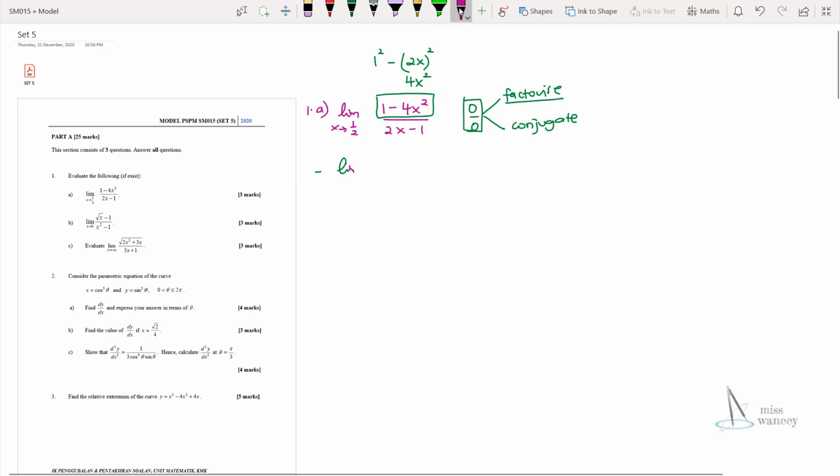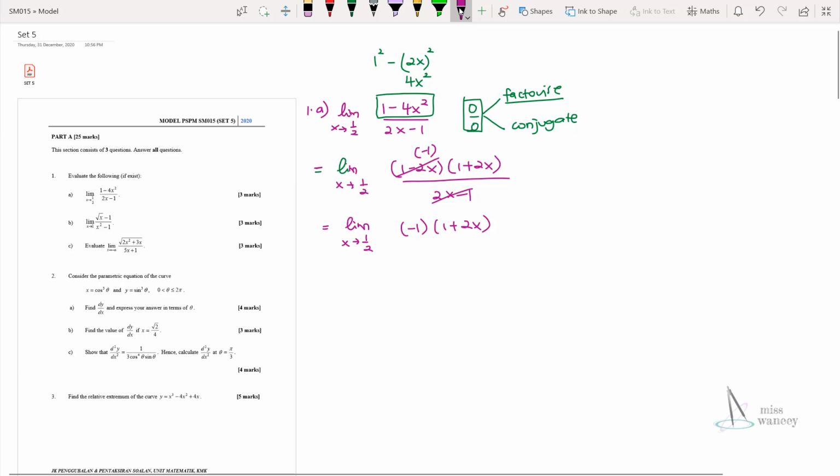So this is the limit for x approaching half of (1 minus 2x)(1 plus 2x) over (2x minus 1). Now I do see something that can be cancelled out. These two can be cancelled out, so we are left with negative 1. So this is the limit as x approaching half of negative 1 multiplied with (1 plus 2x).